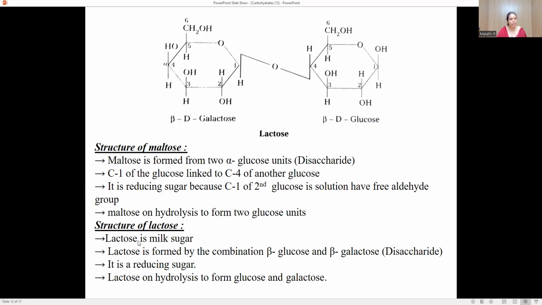Then the structure of lactose. Lactose is milk sugar, as we just saw, present in milk. Lactose is formed by the combination of glucose and galactose, so beta glucose and beta galactose are the two monosaccharides. Of course, this is also a reducing sugar, because it is also capable of reducing cupric ions. Lactose on hydrolysis will give you glucose and galactose, because the two monosaccharides present in lactose are glucose and galactose.